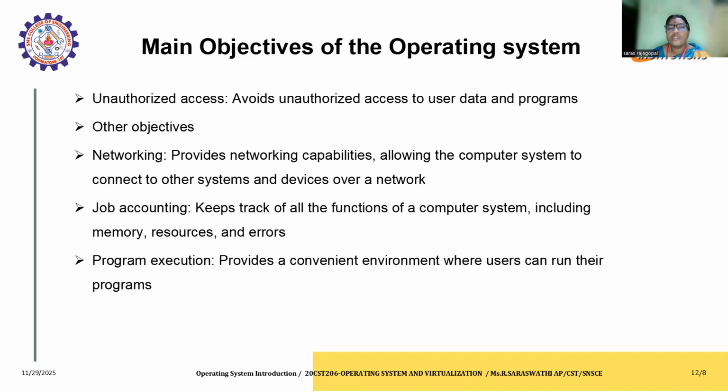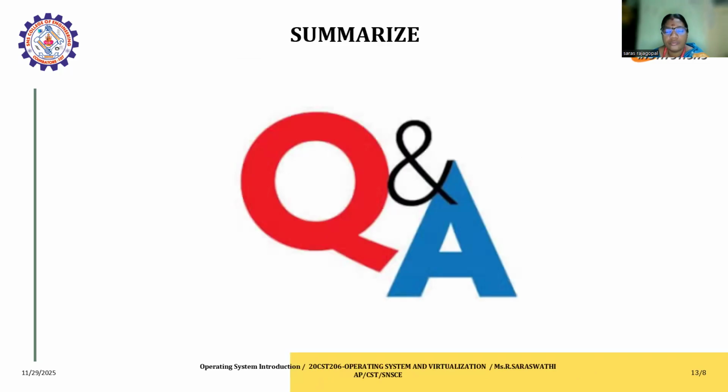Unauthorized access. It avoids unauthorized access to user data and programs. Networking. It allows the computer to connect to other systems and devices to establish communication between the other devices and the systems over a network. It keeps track of all the functions of an operating system, including memory, resources, and errors. Program execution. When the user runs their program, it provides an efficient and convenient environment where the user can run their program.